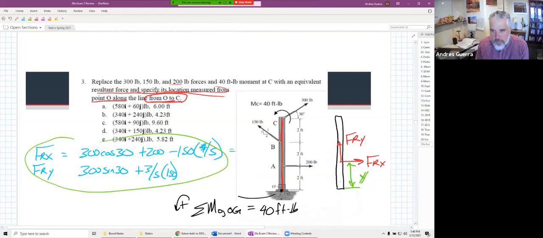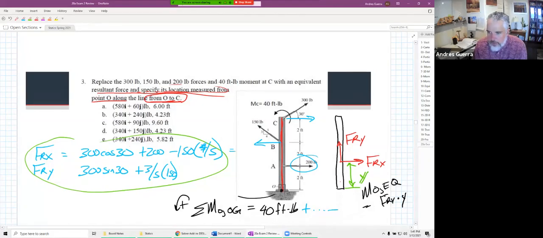150. The horizontal component will cause a moment about point O. The 200 will cause a moment about point O. The horizontal component of the 300 will cause a moment about point O. So we're going to get all this stuff for the moment about point O for the original, and then we can use our picture of our equivalent system to find the moment about point O of our equivalent. And so this will be a minus FRX times Y.